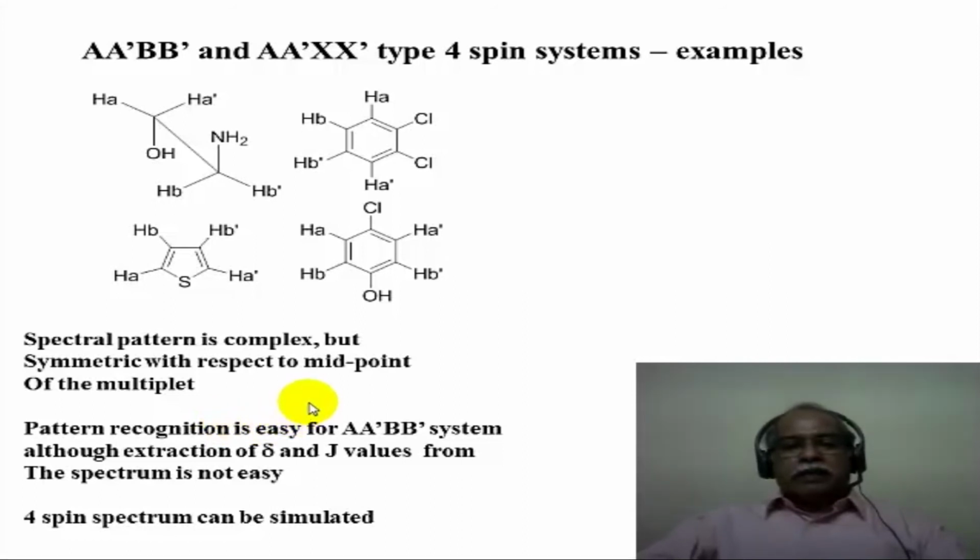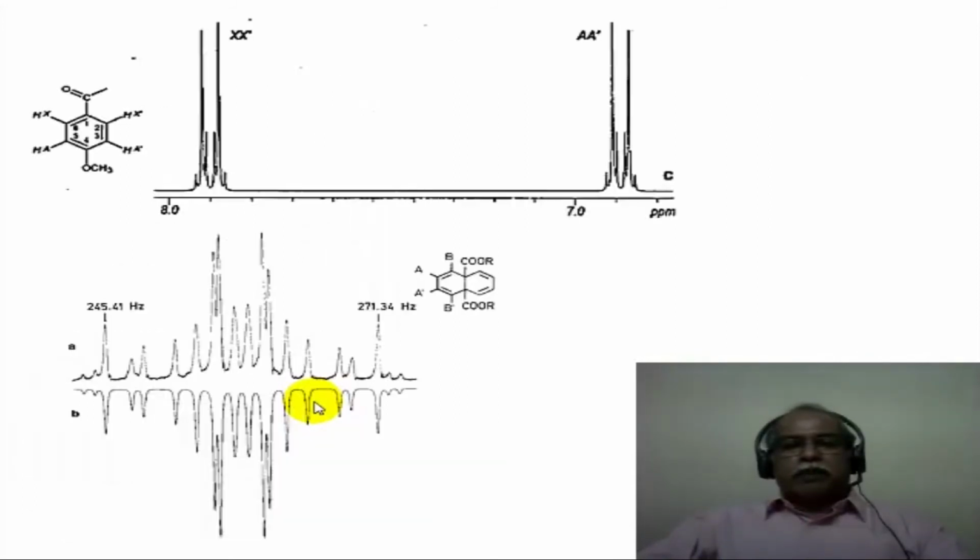Here is an example from the 4,4 prime dimethoxybenzyl system. In other words, this is twice the molecule that is shown here, with the connectivity over here being the same on the other side also. So it is a benzyl derivative, which is a 4,4 prime dimethoxybenzyl, and the ring hydrogens constitute an AA prime XX prime kind of system.